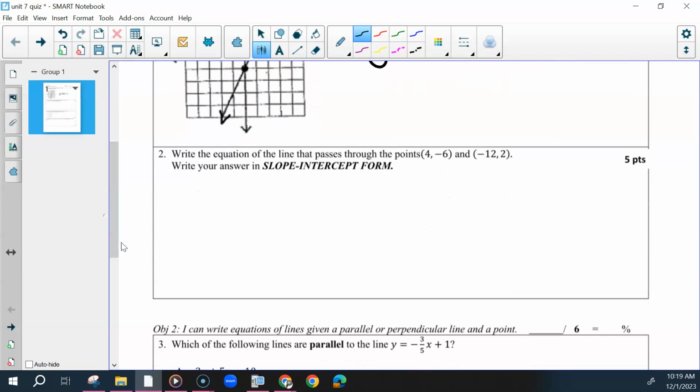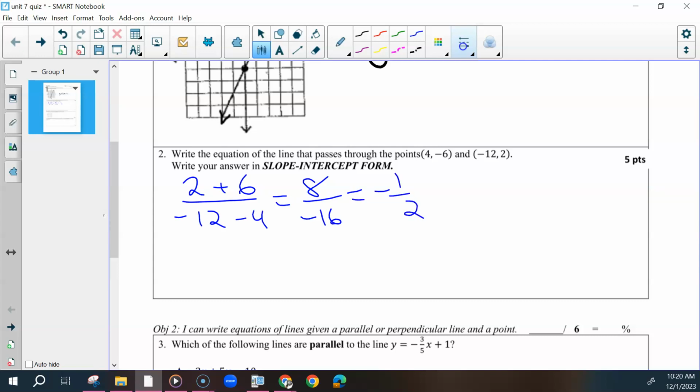For number 2, most of us got this. There were some minor issues that I saw. You had to find the slope first. So some of you put minus 6, some of you put plus 6. That part didn't matter. Over negative 12 minus 4. Some of you put plus 4, which was not right, which changed everything else. Equals 8 over negative 16, which would simplify to negative 1/2. If you didn't simplify right away, you were fine as long as you eventually simplified.